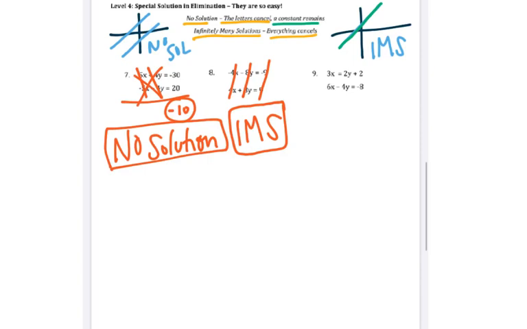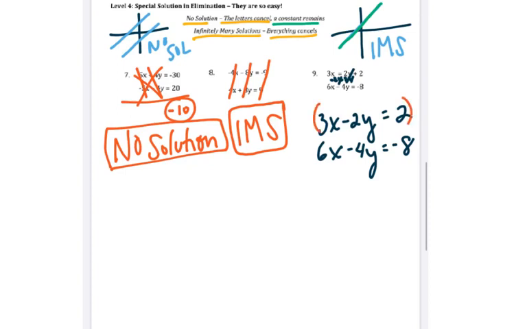So let's look at number 9. Number 9 is not ready to eliminate yet because the y is on the wrong side. So I'm going to subtract 2y before I even start. 3x minus 2y equals 2. Now it's in standard form. 6x minus 4y equals negative 8. In order to eliminate, I need these guys to cancel. So I can cancel my x's if I multiply the front times negative 2. Negative 2 times 3 is negative 6x. Negative 2 times negative 2 is positive 4y. Negative 2 times 2 is a negative 4.